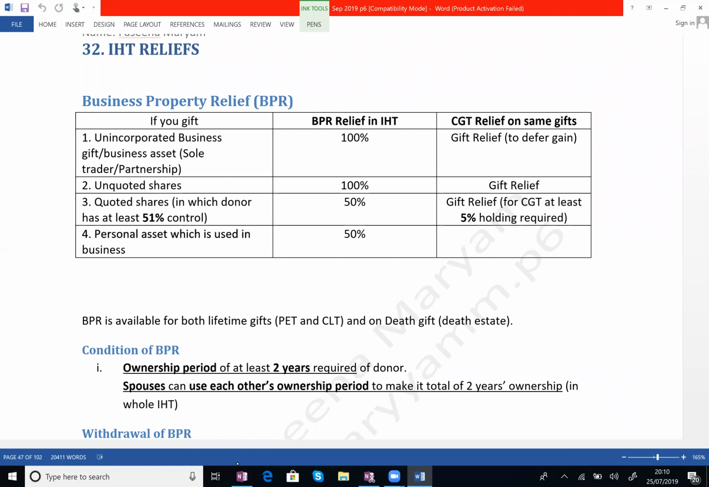Next line. BPR is available for both lifetime gifts and on death. It means when you gift all these four things during lifetime, PET or CLT, BPR is available. Or when you gift these four things at the time of death, in the death estate, BPR is available. So on lifetime gift and death estate both, you can get BPR.